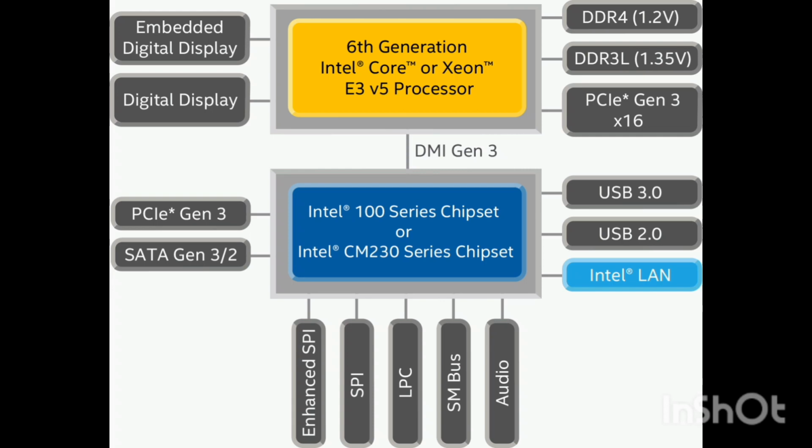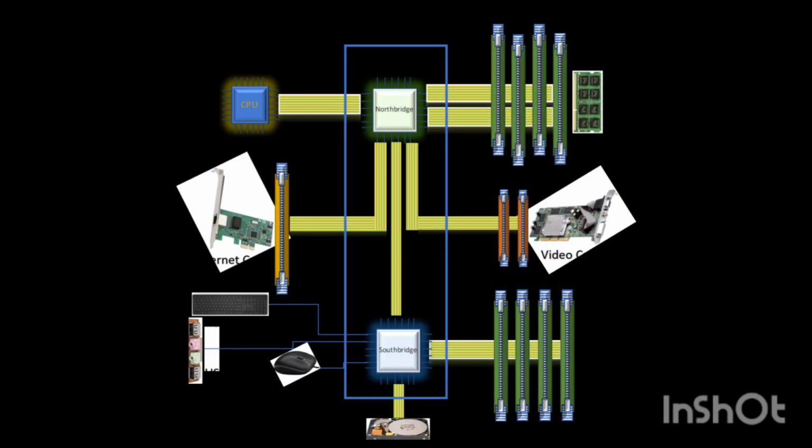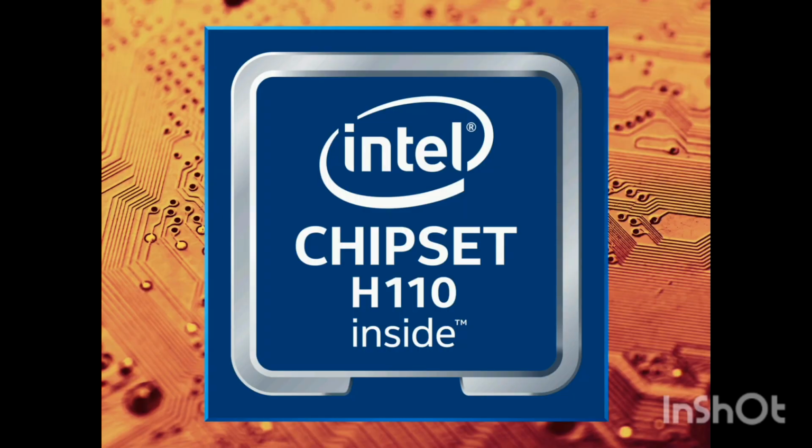The specific features and capabilities of a chipset will depend on the manufacturer and model of the motherboard. When selecting a motherboard, it is important to choose one with a chipset that provides the necessary support for the components you plan to use, and that is compatible with the CPU and other components in your system.